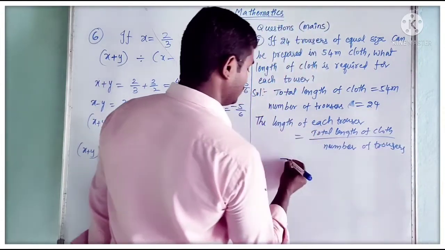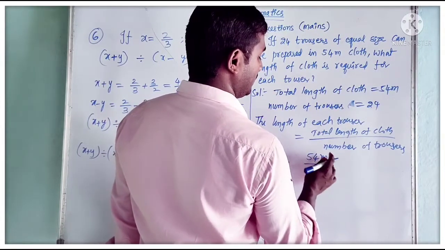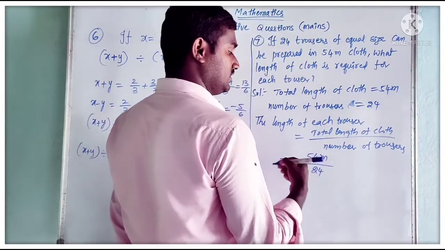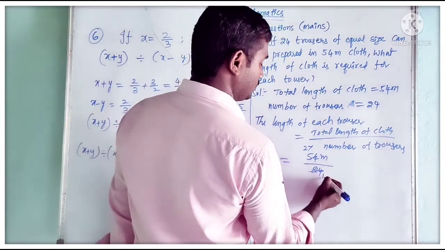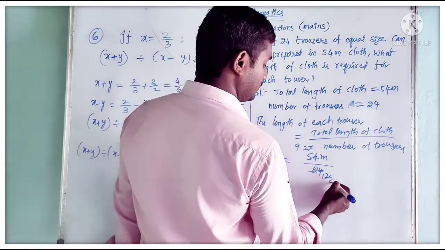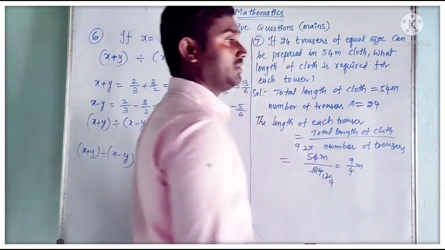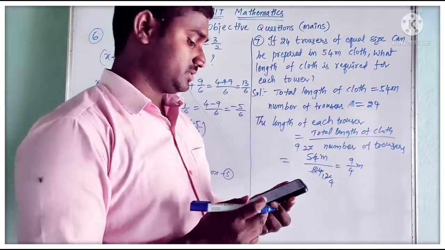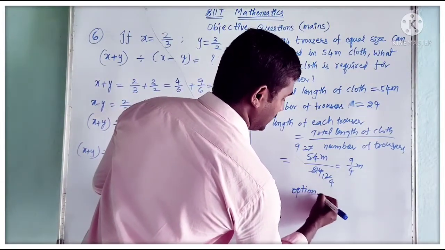So the total length of the cloth is how much? 54 meters, divided by the number of trousers, 24. Is there any cancellation? You can check. 2 27s are 54, 2 12s are 24, again 3 9s are 27, 3 4s are 12. So that is 9 by 4 meters. Each trouser length is 9 by 4 meters. So which is the correct option? Option 3.